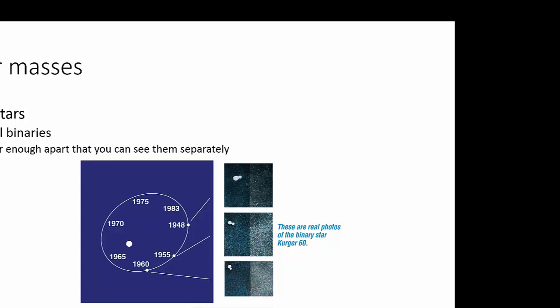So the first classification is pretty darn easy. Visual binaries. Basically, here's star 1, here's star 2, you can see them, therefore they're visual. And so you can kind of see them in the picture here. Star 1, star 2, you see star 2 is a little bit smaller.